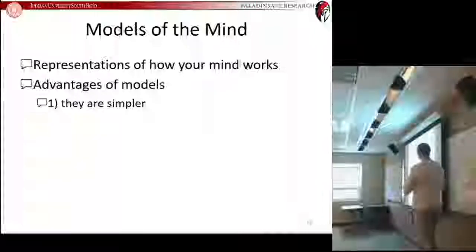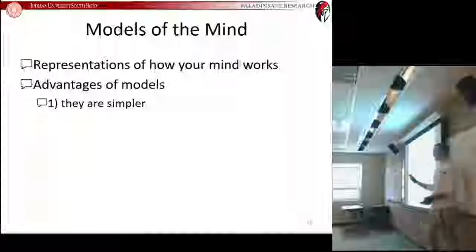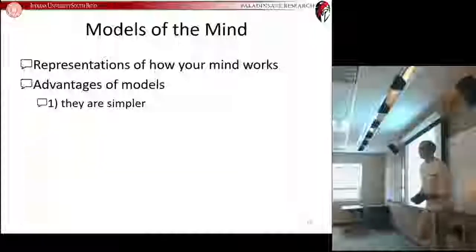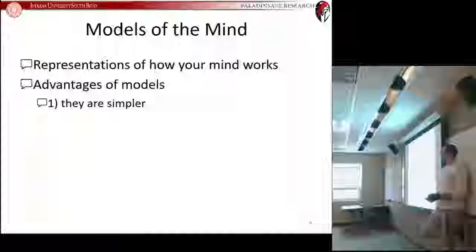So we're going to take a look at some of the advantages of models. And the big one, the first one that we're going to take a look at, is the fact that they are simpler. So your mind is probably one of the most complex things that exists in our universe. So when we attempt to understand it, we need to scale it back to simpler models of what the mind is in order to be able to even make that initial approach to try to understand what is going on.